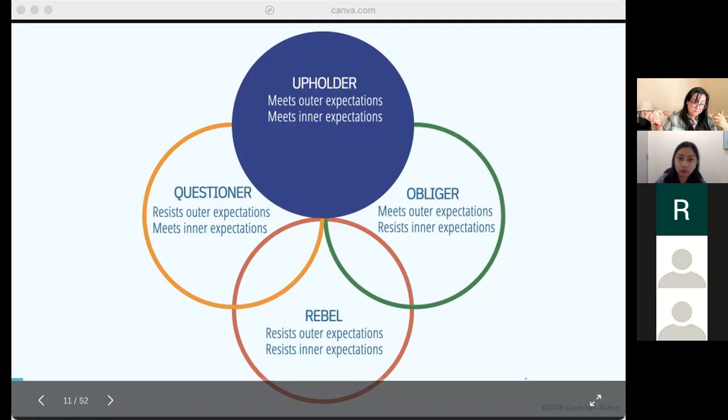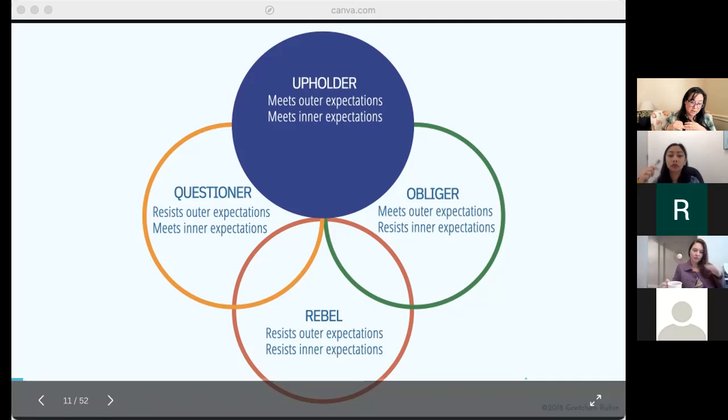And upholders, this is an interesting point that I'm just coming across. Upholders tend to experience less burnout in their lives because they readily can meet their own inner expectations, including those inner expectations that we have to rest more, to be able to say no, to take care of ourselves. That aspect of an upholder personality helps an upholder to experience less burnout and resentment in their lives.